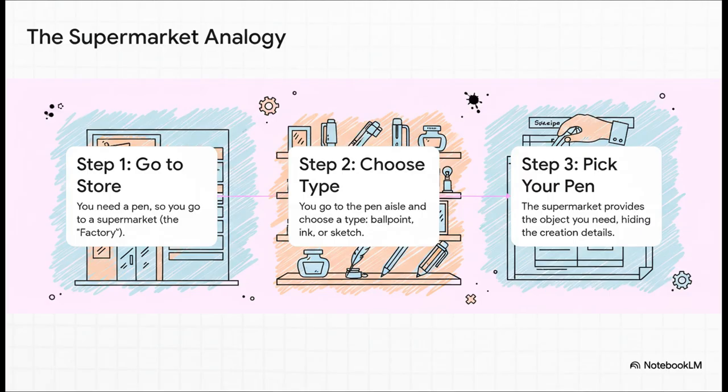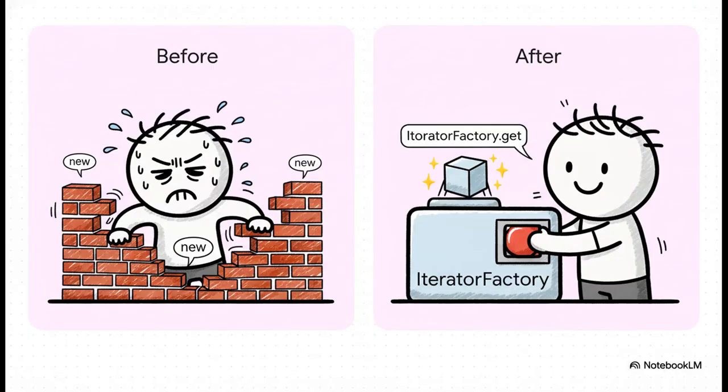Let me give you an analogy. Imagine you need a pen. You don't build a pen-making machine in your living room, right? No, you go to a supermarket. The supermarket is your factory. It's got all the different kinds of pens, and you just go and ask for the one you want. The supermarket deals with how it got there, you just pick the one you need. That's the whole idea. And that leads us to our first real improvement.